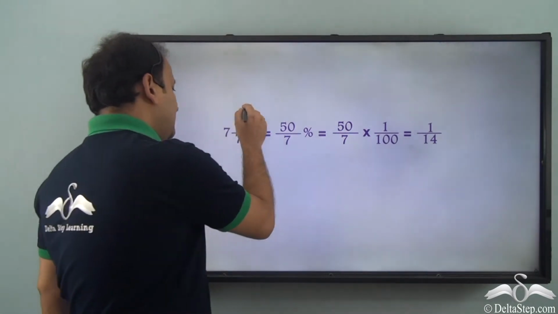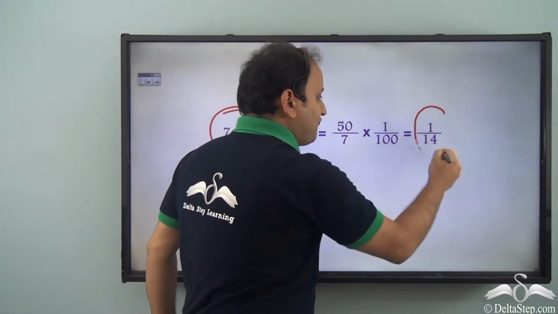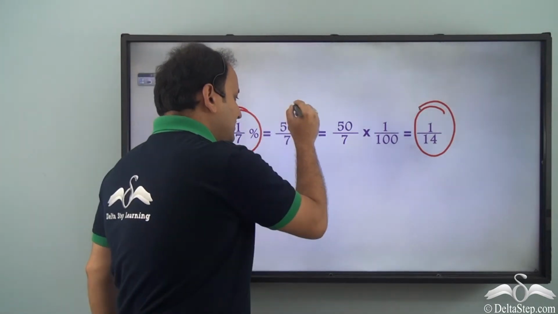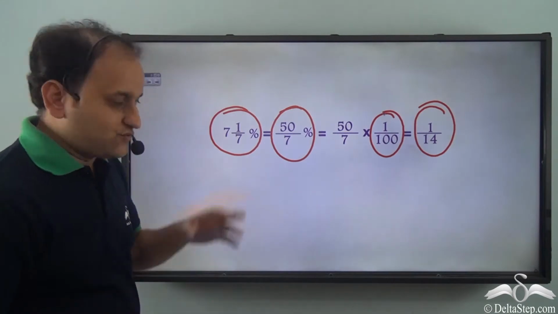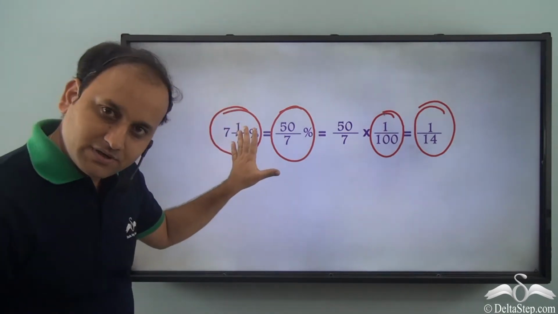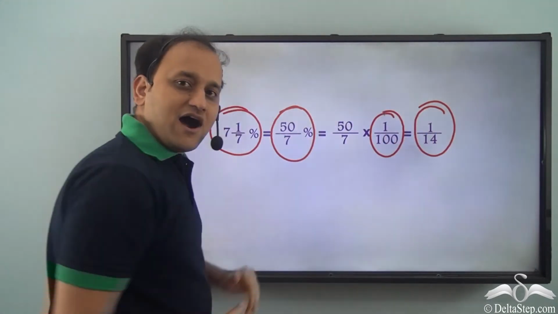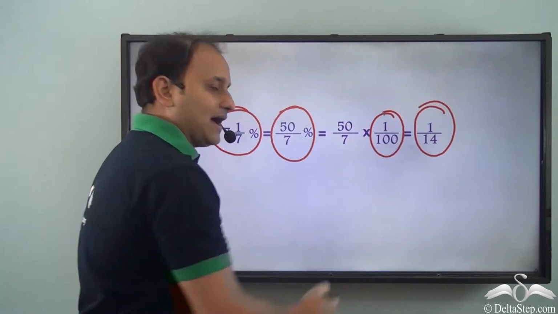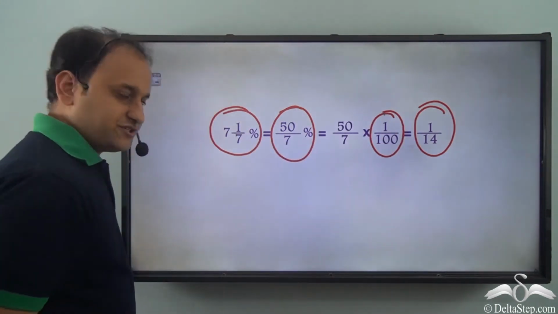So we converted this value, that is the percentage value, into a fraction. And what we did is we multiplied this fraction with 1 by 100. So whenever you have a percentage and you want to convert it into a fraction, you will have to multiply it by 1 by 100. So that's how we get the fraction.